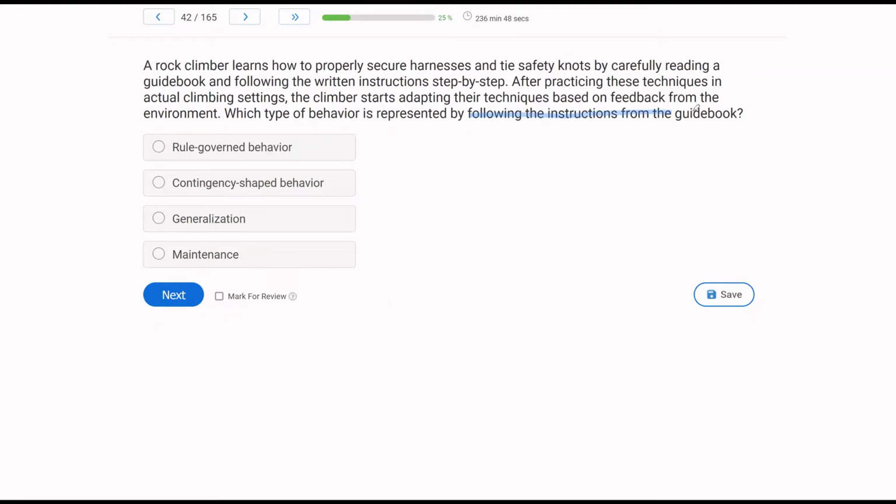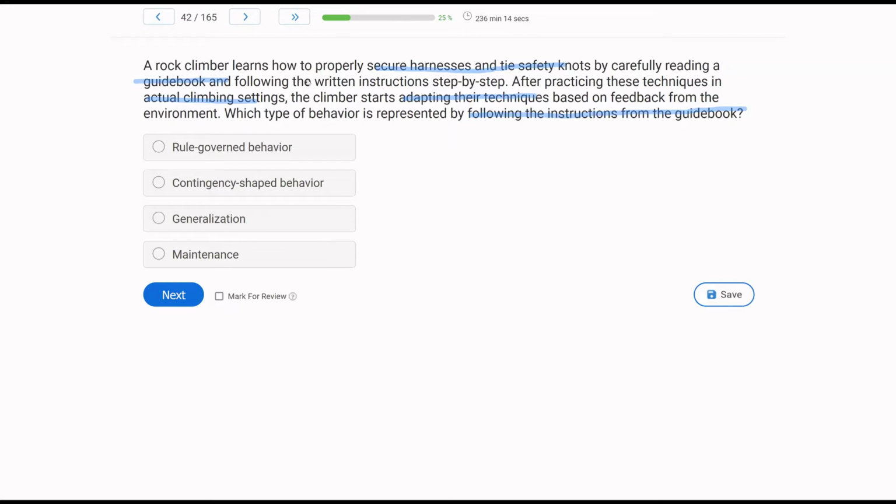We're looking at following instructions from the guidebook, because we know that this rock climber learned to secure harnesses and safety knots by reading the guidebook. He wasn't in the actual environment, but once he did practice techniques in the actual environment, then he started changing his techniques based on feedback from the environment. We are concerned with the behavior of following the instructions. Is that rule-governed, contingency-shaped, generalized, or maintenance?